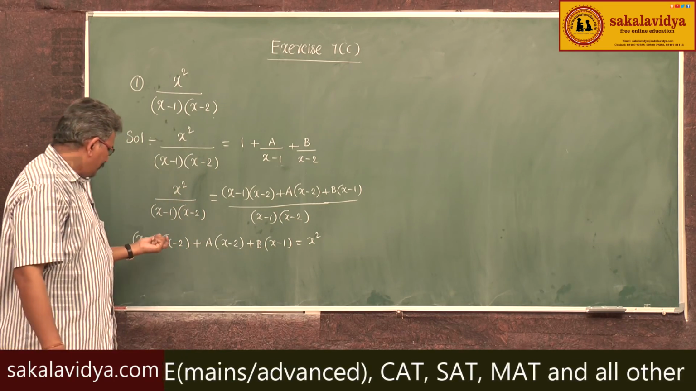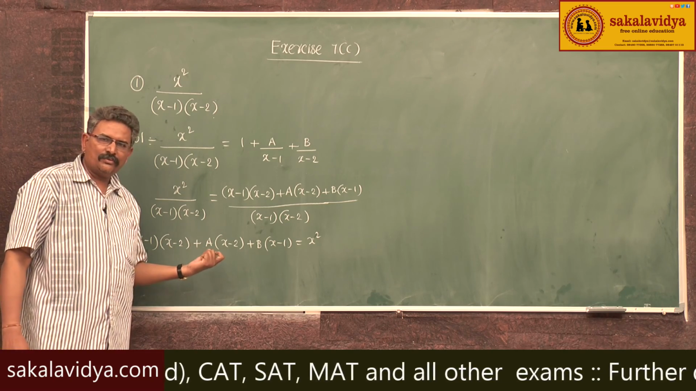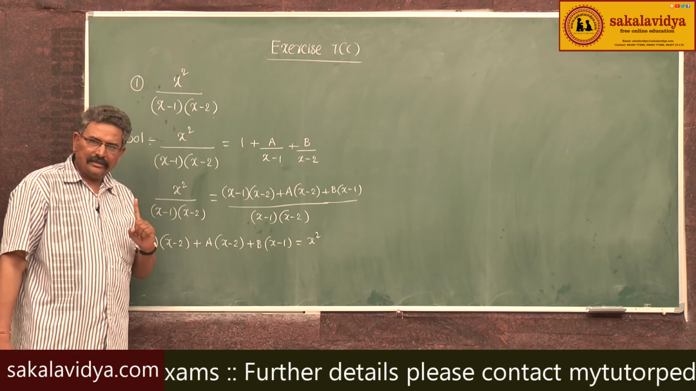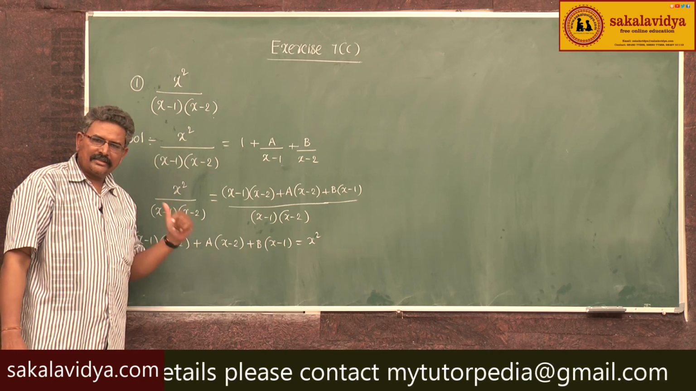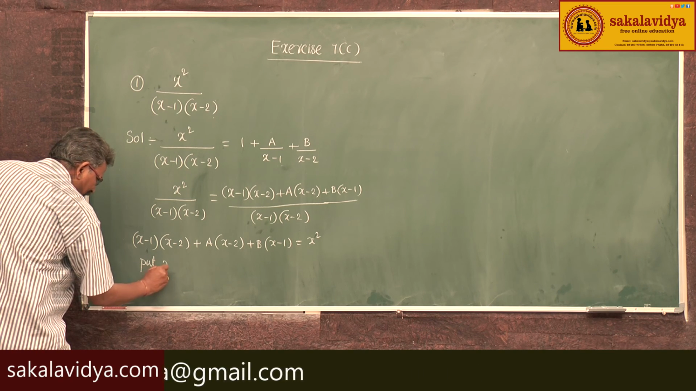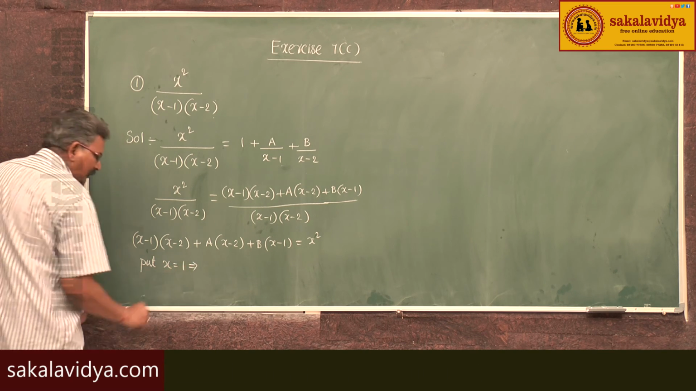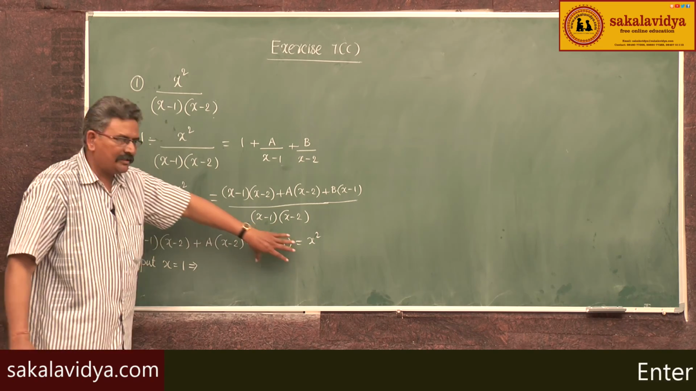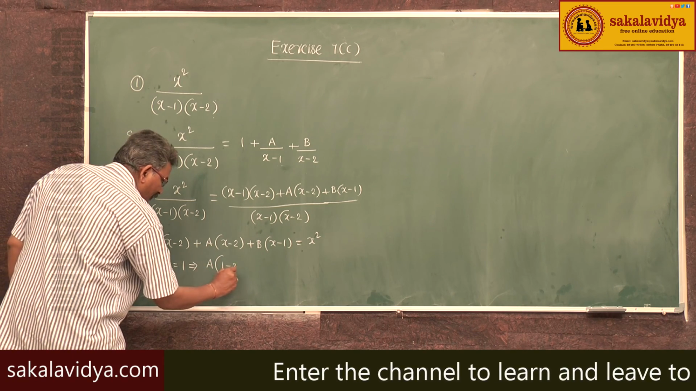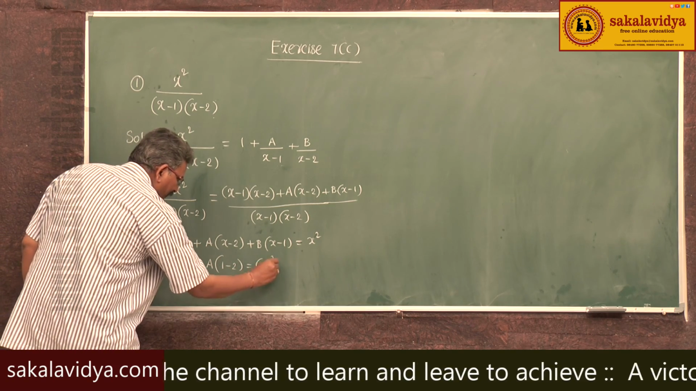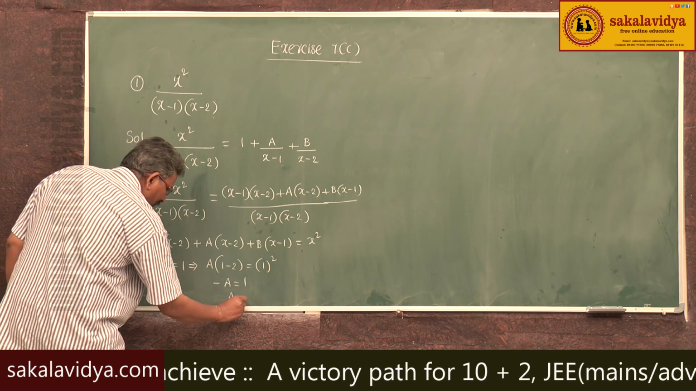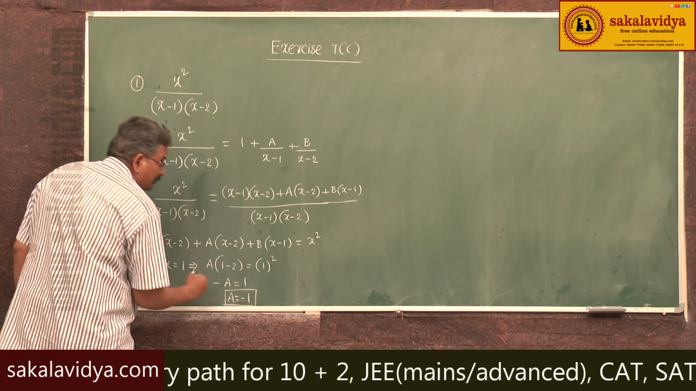Now, since this contains x minus 1 and x minus 2 as the two linear factors, the zero of x minus 1 is 1. So, let us substitute x equals 1. If you put x equals 1, this becomes 0 and this becomes 0. Here a of 1 minus 2 equals 1 square. This is minus a equals 1, which means a equals minus 1. A value has been obtained.